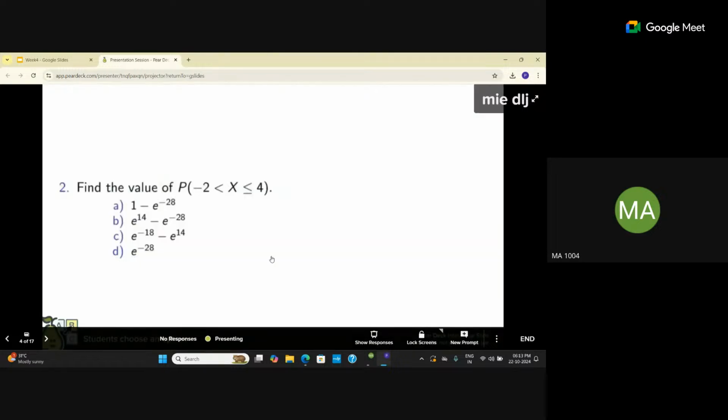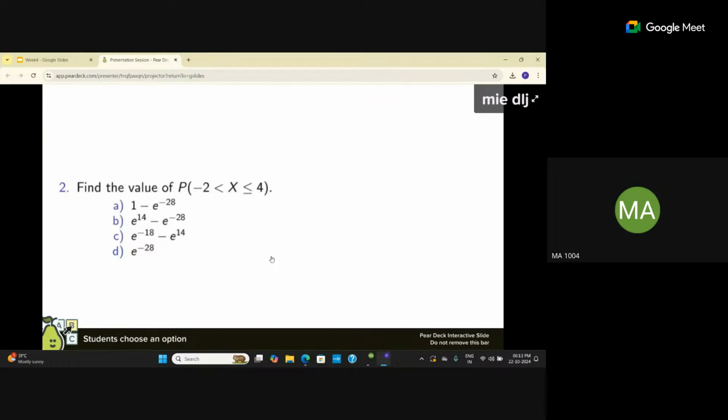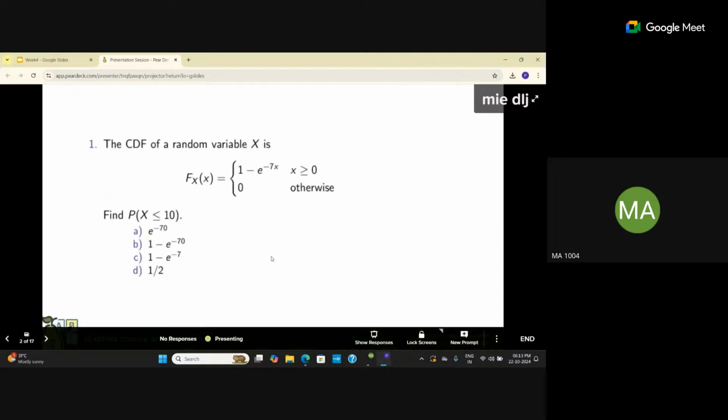Yeah, so this is your question number two. Here you have to find the probability that x is lying between -2 and 4. Okay, x is greater than -2 and less than or equal to 4. And you have to use the same CDF which is given in question number one.